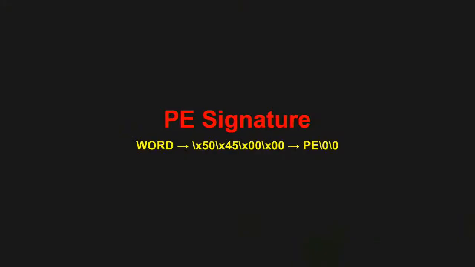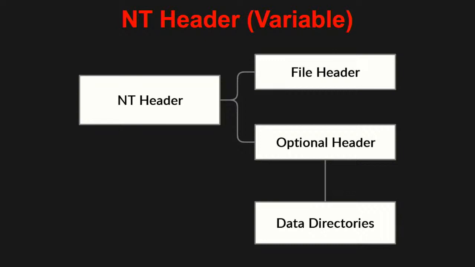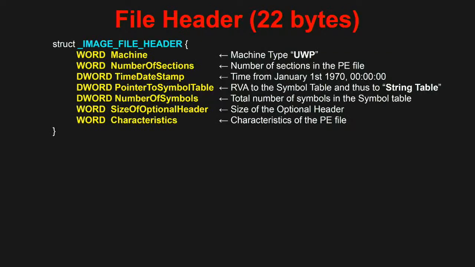So the PE signature. This is where the actual PE file begins. It consists of these 4 bytes, PE followed by 2 nulls. So this is where the actual PE file begins, right? Now the NT header. The NT header consists of the file header and the optional header, which in turn points to the data directories, which are the metadata of the sections present inside a PE file.